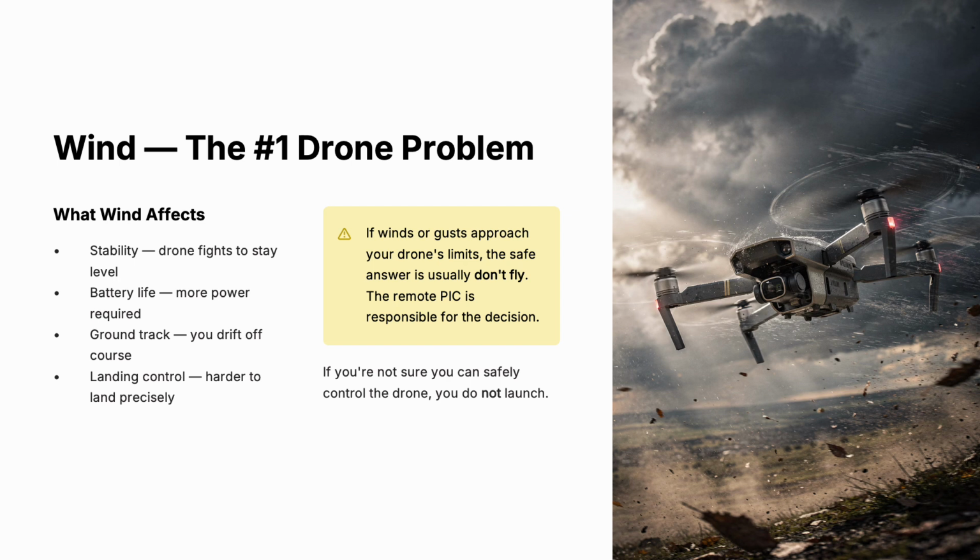Here's the rule to remember: if wind or gusts are approaching your drone's limits, the safe answer is usually don't fly. And remember from week 1, the remote pilot in command is the one responsible for that decision. If you're not sure you can safely control the drone, you do not launch. Full stop.